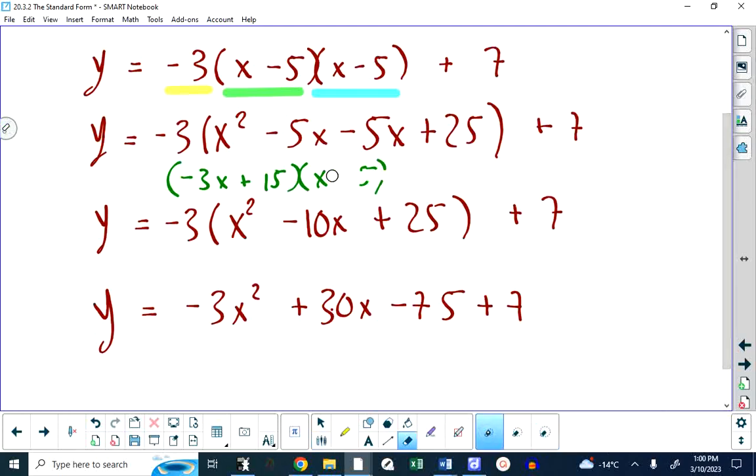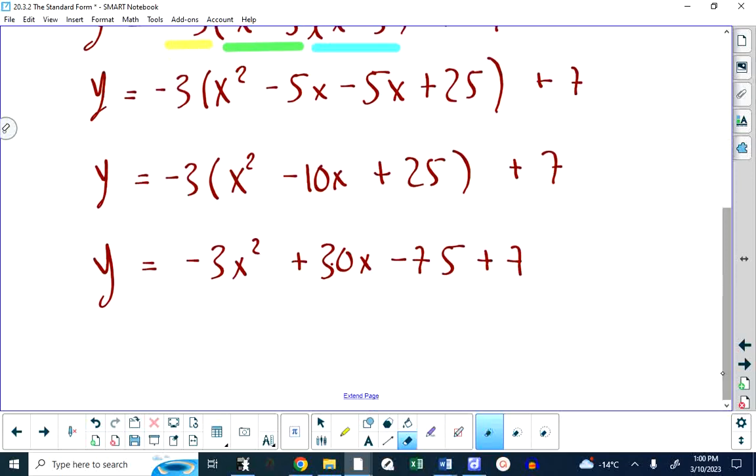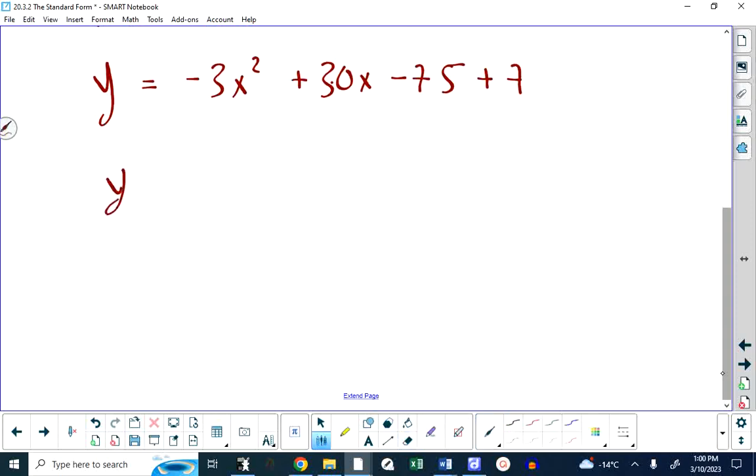All right, we're almost done. We do have the 75 and the 7 that we can add together. So we get, for a simplified version of this, negative 3x squared plus 30x. And that is, I misspoke, it's negative 75 plus the 7. I believe it's negative 68, correct?